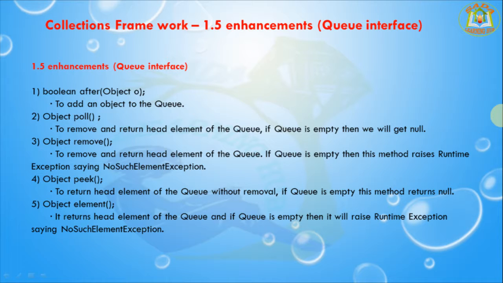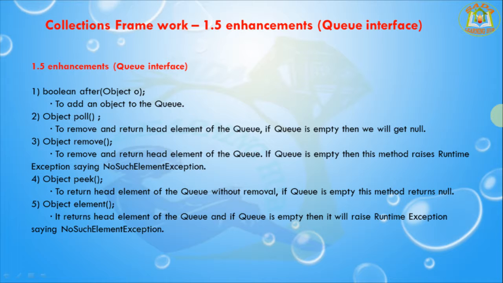The next method is remove. The remove method removes and returns the head element of a queue. If the queue is empty, then this method raises a runtime exception, NoSuchElementException. The next method is peek, to return the head element of the queue without removal. If the queue is empty, this method returns null. The next method is element. It returns the head element of the queue, and if the queue is empty, then it raises a runtime exception, NoSuchElementException.